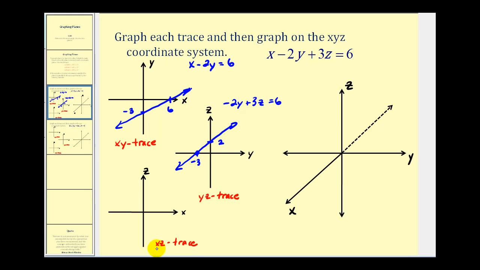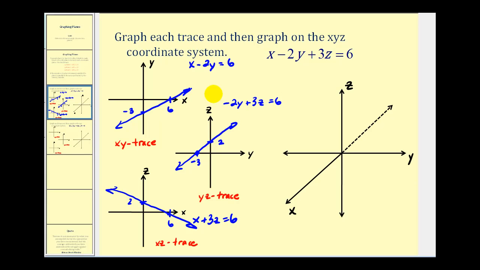And then lastly, to determine the xz trace, we set y equal to 0. Well, if y is 0, we'll have the line x plus 3z equals 6. So our x-intercept will be 6 again. And the z-intercept, if x is 0, would have to be 2. So this plane intersects the xz plane along this line here.